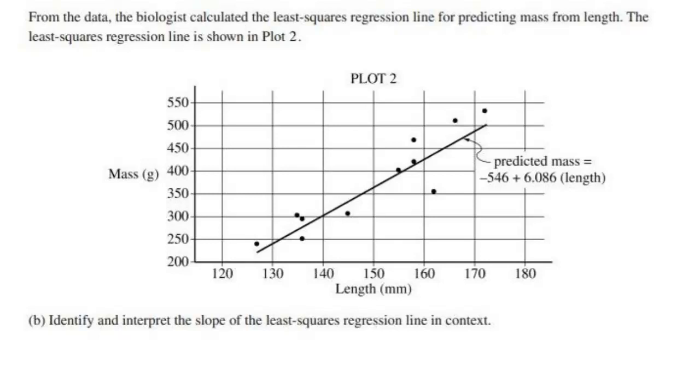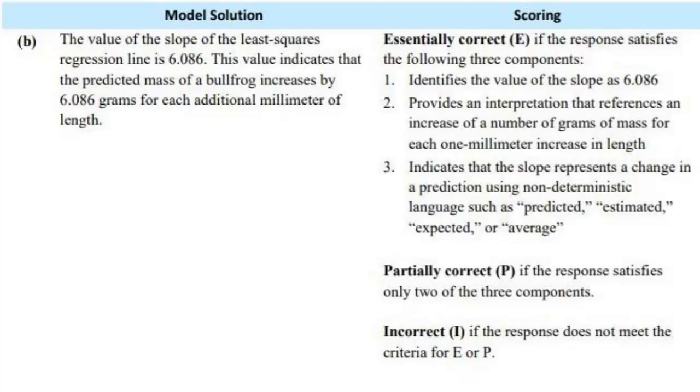Part B says to identify and interpret the slope of the least squares regression line in context. Scoring guidelines for part B. Model solution: the value of the slope of the least squares regression line is 6.086. This value indicates that the predicted mass of a bullfrog increases by 6.086 grams for each additional millimeter of length.